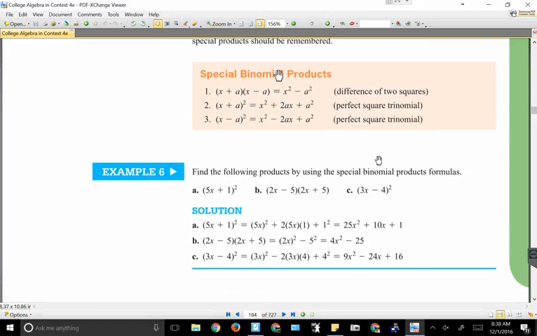What was right there? Special binomial products. These are kind of handy so that we're able to go and quickly do something. If I know that something is going to be a difference of 2 squares, I know it's just the first term squared, second term squared, and it's subtraction. You don't have to go through the whole FOIL thing. Okay.